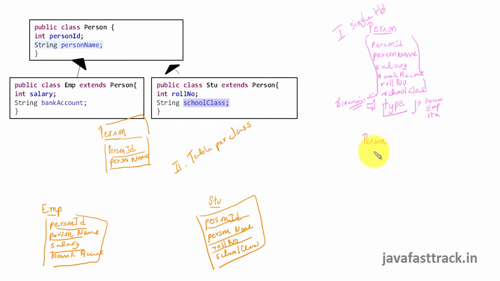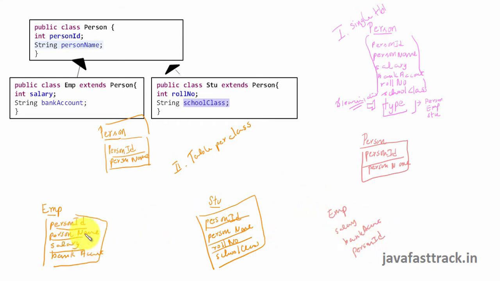First, you have the person table with person ID, person name. And then we'll have employee table as usual, corresponding to employee class. Here you will have salary, you will have a bank account, you will have person ID.